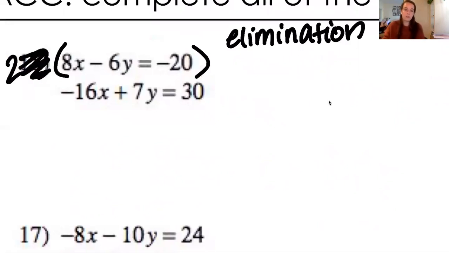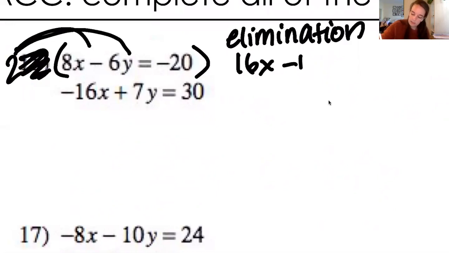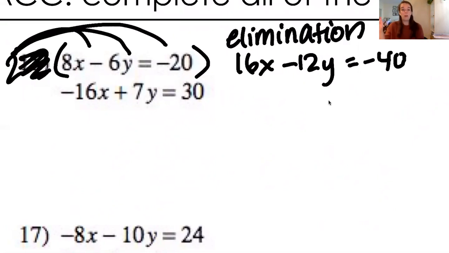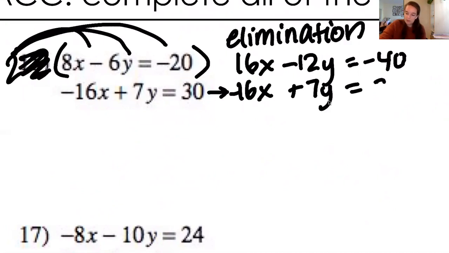I'm going to multiply by 2. So I'm going to keep it positive 2 because this one's already negative, so it will cancel. So 2 times 8, 16x. 2 times negative 6, negative 12y. 2 times negative 20 equals negative 40. Make sure you multiply all of the things in that equation. Otherwise, it won't be equal anymore. Then I'm just going to pull this one straight over. Negative 16x plus 7y equals 30, like that.